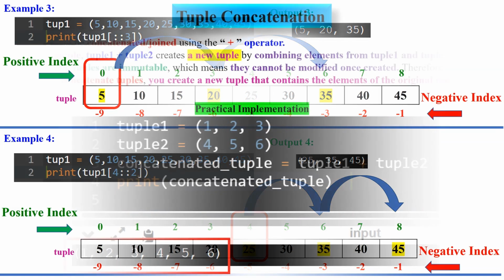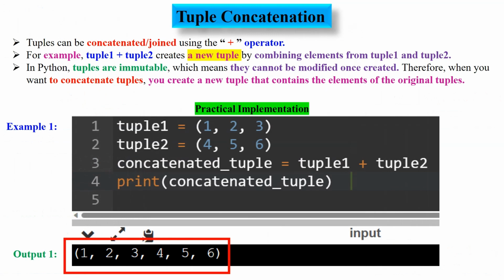Let's learn about tuple concatenation. Tuples can be concatenated or joined using the plus operator. For example, tuple 1 plus tuple 2 creates a new tuple by combining elements from tuple 1 and tuple 2. In Python, tuples are immutable, which means they cannot be modified once created. Therefore, when you want to concatenate tuples, you create a new tuple that contains the elements of the original tuples.